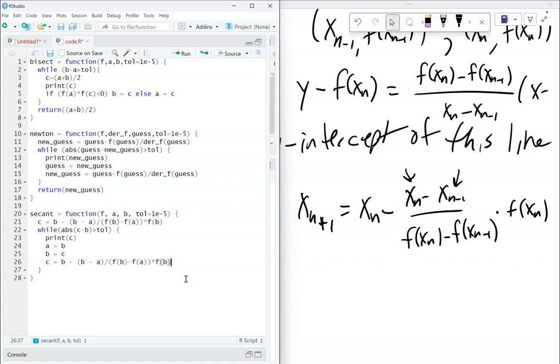Finally, once everything kicks out, I'll return whatever the C value is at the end. The last computed C that we did, we'll just return that once it gets within our tolerance.